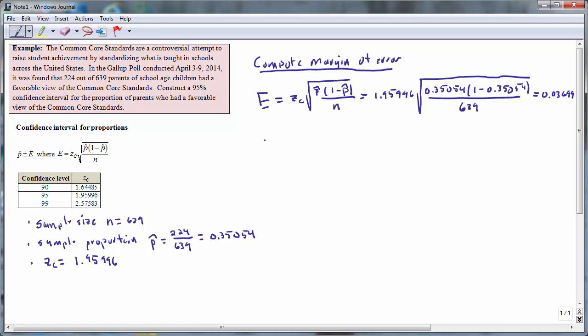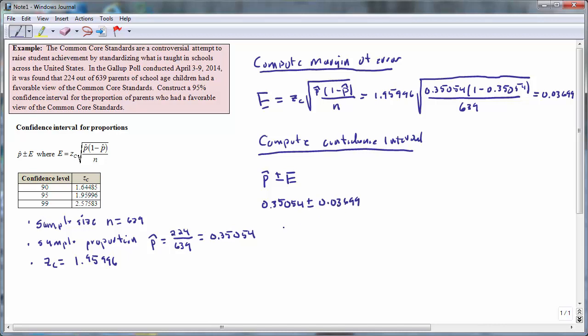And then we can compute the confidence interval. The confidence interval is computed by taking the sample proportion and adding and subtracting the margin of error. In this case, our sample proportion is 0.35054, and we add and subtract the margin of error, 0.03699. If we do the subtraction, we obtain 0.3135. If we do the addition, we obtain 0.3875.